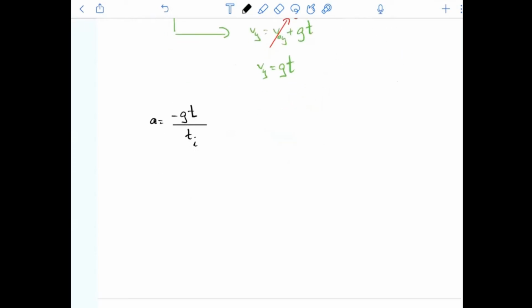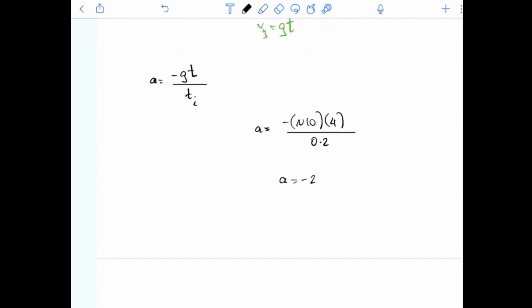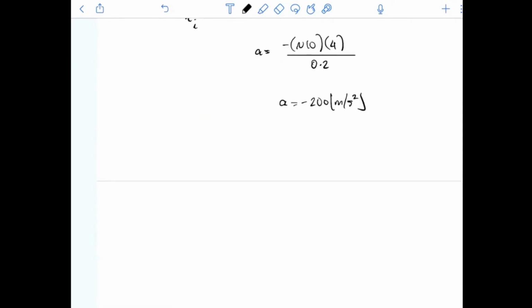So now the numbers. g is roughly about 10. This is a 4-second drop, and your impact time is 0.2 of a second. So what do you have? 4 times 10 is going to be 40, divided by 0.2 is going to be 200. It's going to give you negative 200 meters per second squared.